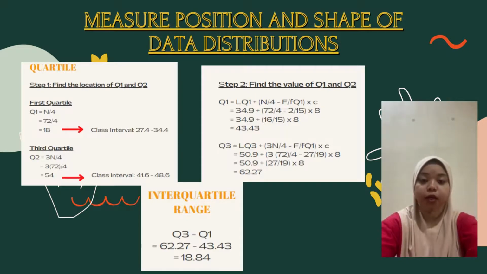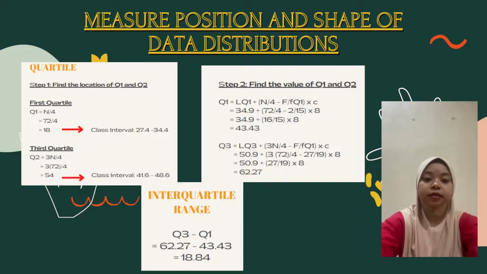Step 1. Find the location of Q1 and Q3. First quartile, Q1 equals n divided by 4, 72 divided by 4 equals 18. Class interval 27.4 until 34.4. Third quartile, Q3 equals 3n divided by 4, 3 times 72 divided by 4 equals 54. Class interval 41.6 until 48.6.